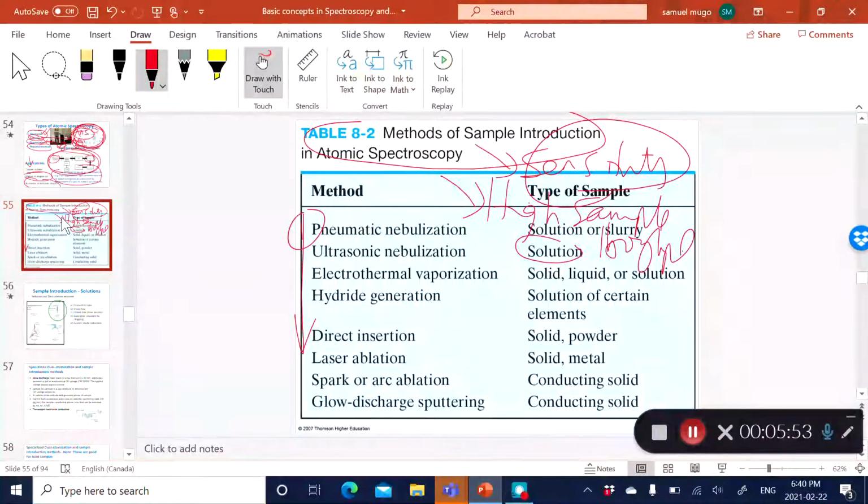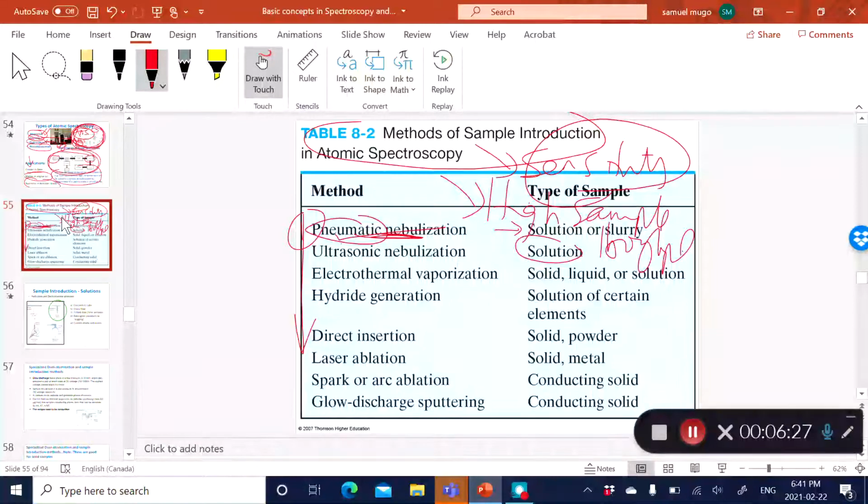One type of sample introduction method, maybe the most common, is what you refer to as pneumatic nebulization. It can be used to introduce solutions, as well as slurries, as samples. That is what you did in the lab, actually. With the AAS, you did pneumatic nebulization. As the name suggests, pneumatic simply means pressure. So essentially, you're pressurizing your sample solution through the system.